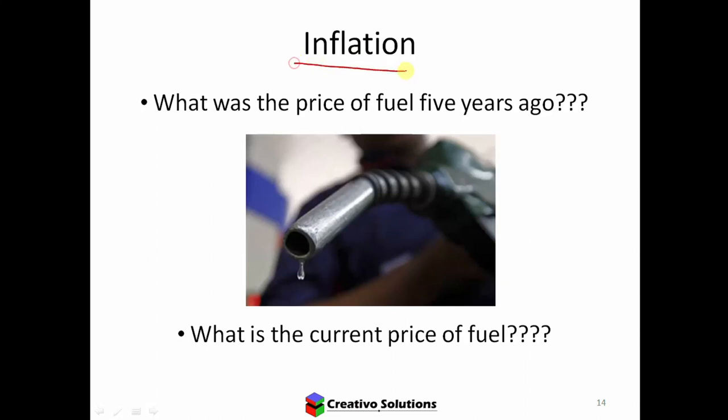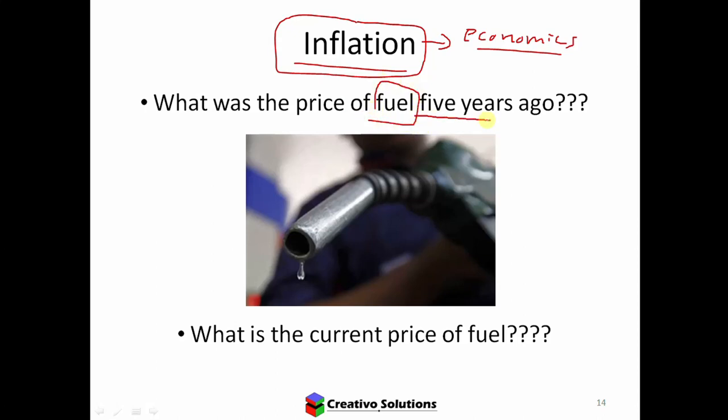All right, a concept that we need to be familiar with is this idea of inflation, which actually relates to economics. When we look at economics, inflation is discussed as the increasing of prices over a period of time. So if you're thinking about the price of fuel 5 years ago versus today, the price is drastically different. The price is obviously a lot higher now than it has ever been in the past, purely because of unrest in the world regarding conflict.